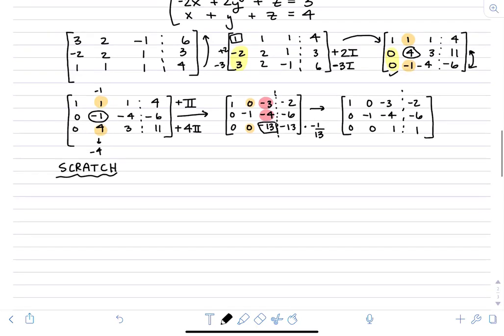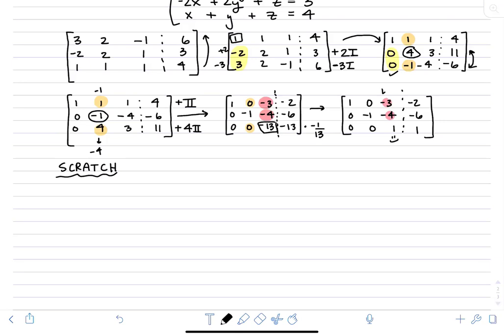Okay, so now I have a 1 there, and I am a lot happier about that 1 because I can see a little bit easier how I'm going to be eliminating the negative 3 and the negative 4. So what would I have to add to the negative 3 to get 0? I'd have to add 3, so that would be plus 3 times equation 3. And then what would I have to add to get rid of that negative 4? I'd have to add 4, so that would be like adding 4 times equation 3.